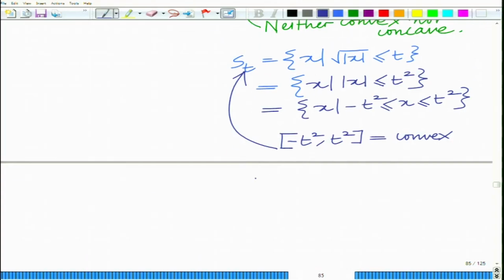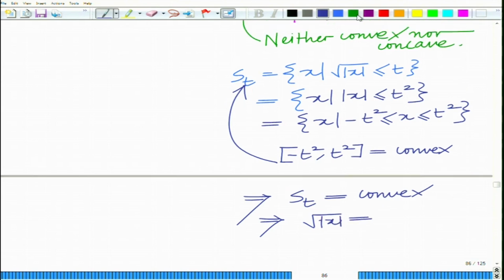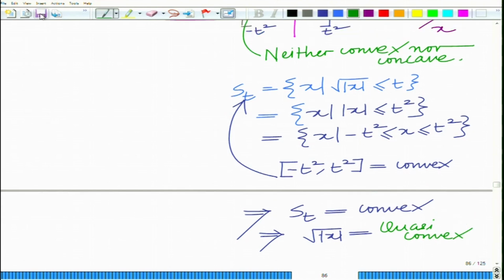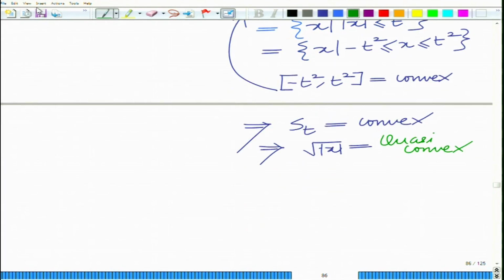Remember, in a convex set, if you take any 2 points in the set, join them by a line segment, it should lie in the set. So, minus t square to t square, in fact any closed interval, is a convex set. And therefore, S of t is convex, and therefore, the sub level sets are convex. This implies square root of magnitude of x is quasi convex. Quasi means not exactly, but something that can pass for. It is a quasi property. So, this is a quasi convex function, that is it is not strictly speaking a convex function, but has some properties that are similar to that of a convex function, namely that the sub level sets are convex. Let us look at another example.